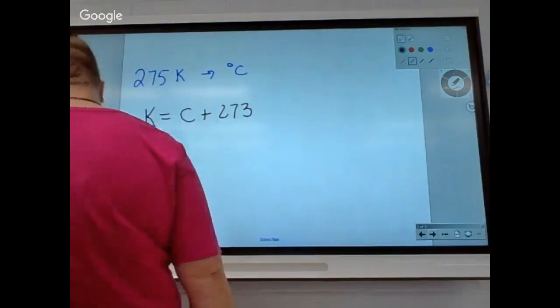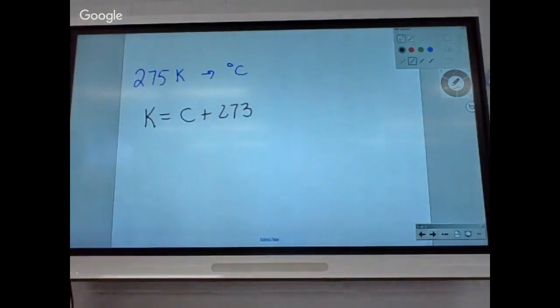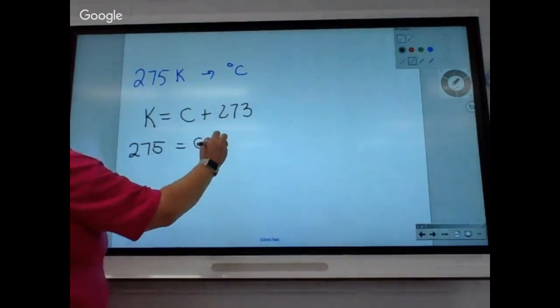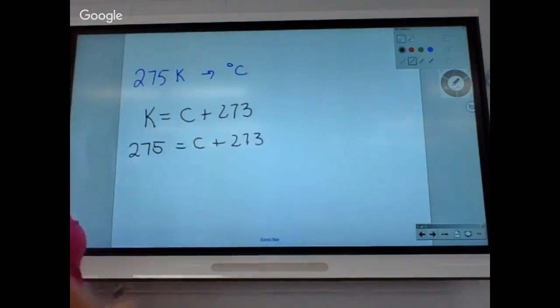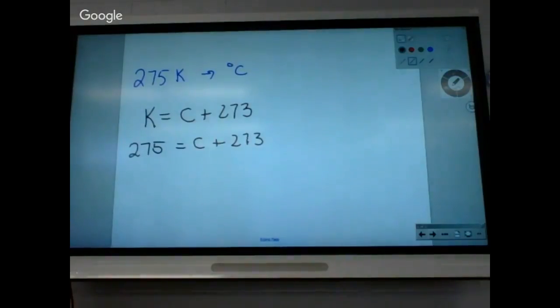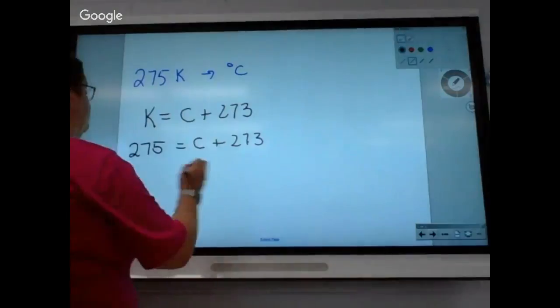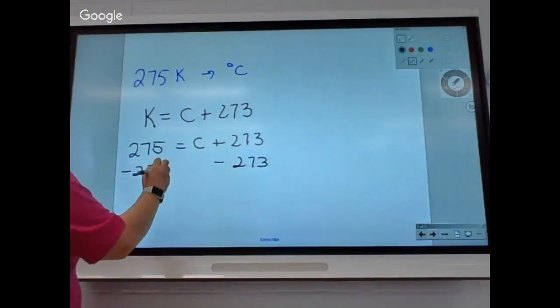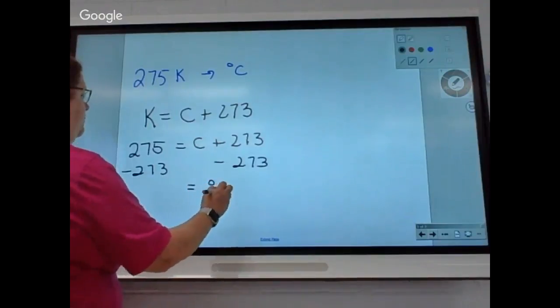I'm going to put the 275 in for which letter? Okay. And then you've got a math equation that you probably learned how to solve in, best guess, 5th or 6th grade. So how do we solve? Subtract by 273 on both sides. And degrees Celsius would equal to what?